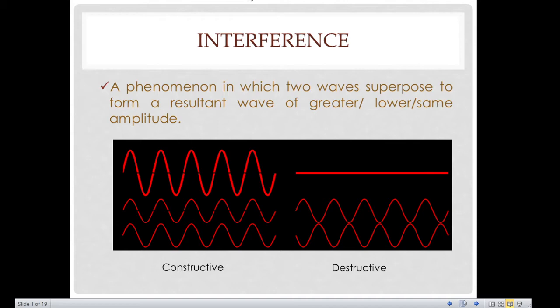It's a phenomenon in which two waves superimpose to form a resultant wave of greater amplitude, lower amplitude, or of the same amplitude. So for obtaining a greater amplitude, what we need is the crest of a first wave should coincide with the crest of another wave.